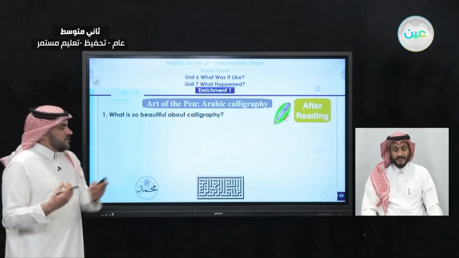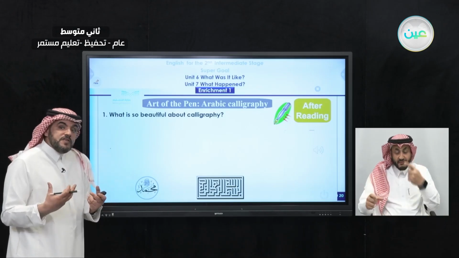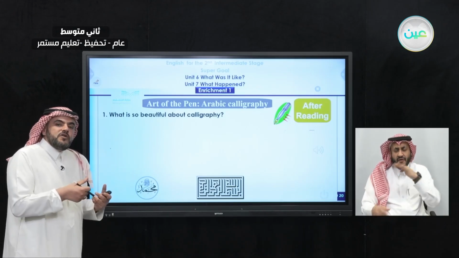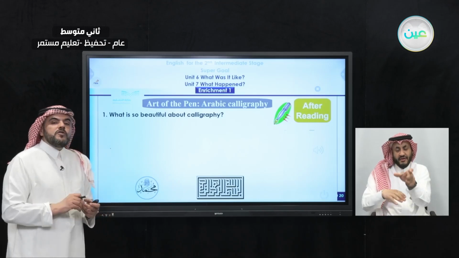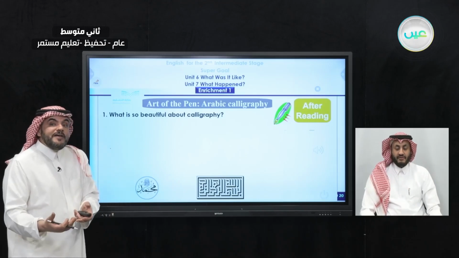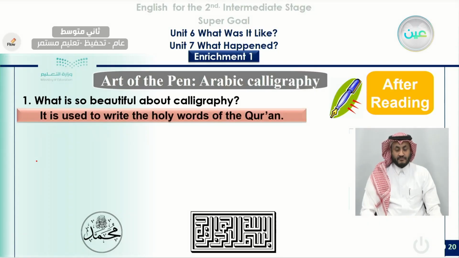There are keywords, like here, beautiful. This word is a keyword, so you can go back to the reading passage and check for the word beautiful. You will find the answer there. Okay, so the answer here is that it is used for writing and so on.